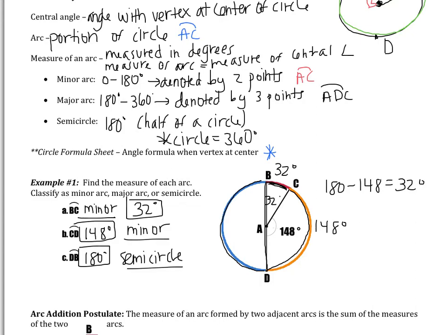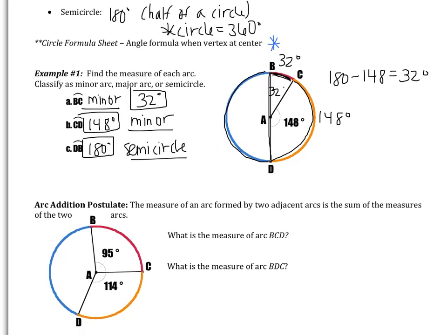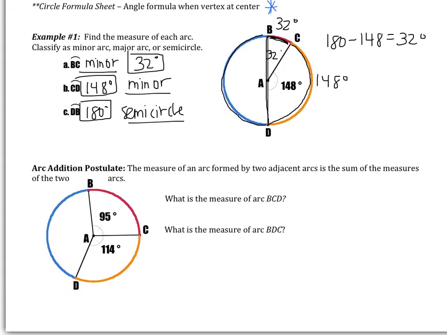So that shouldn't be too bad. We're going to add on with a postulate here. It says the measure of an arc formed by two adjacent arcs is the sum of the measures of the two arcs. All that's saying is if you put two arcs together, you can add their measures. So in the example above, if I was looking for arc BCD, this arc right here, I'm adding one arc to a second arc, so I would add their measures. I would add 32 and 148. That's all this postulate is saying.